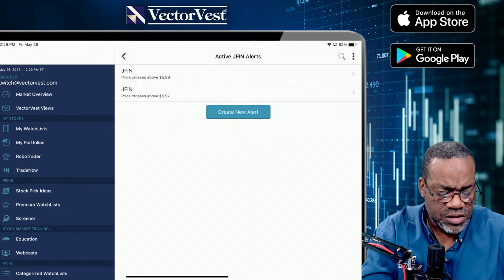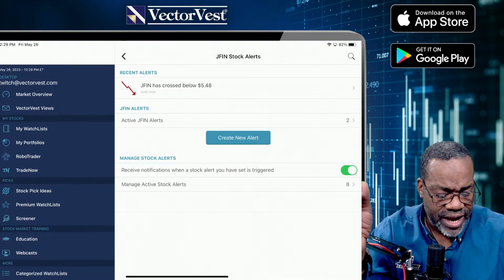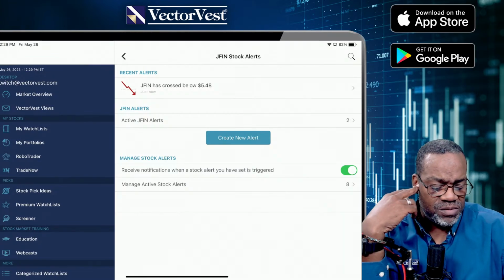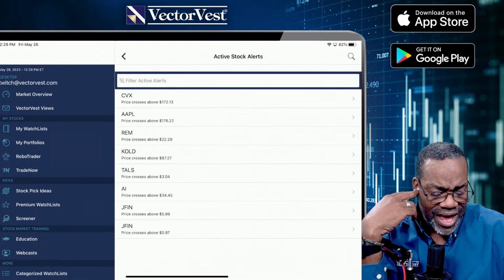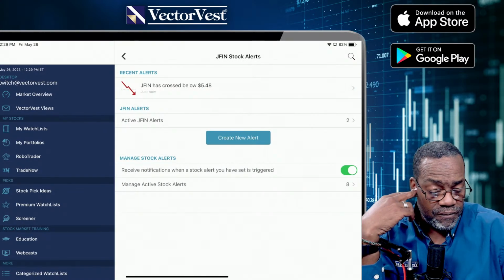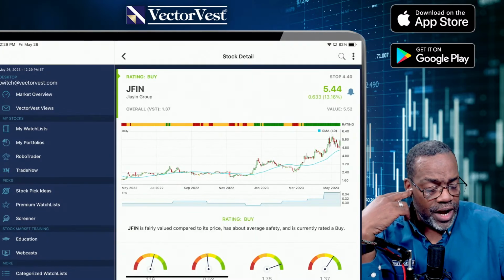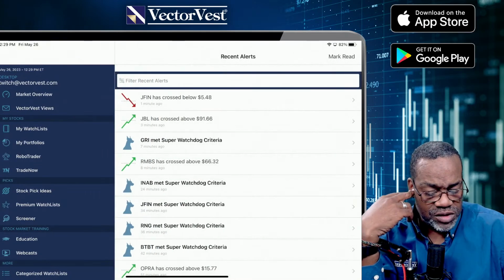Active alerts. Something that I probably did. I can manage that. See right here where it says manage active alerts? I can click on that. Did I do one crossing above? Both of these say crossing above. Interesting that I got an alert of crossing below. Gotta look into that. All right, let's go to the next stock in the list.